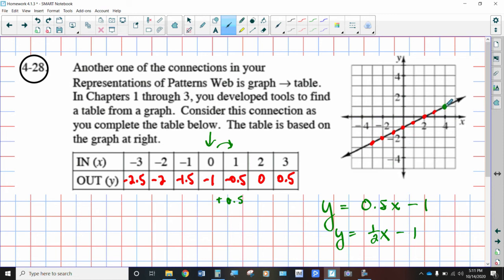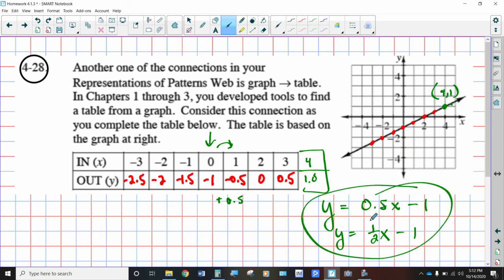So let's check that again. What's half of 4? 2. And 2 minus 1 is 1. So this point right there is at 4, 1. And that agrees with our graph. And that would fit in with our pattern here as well if we were to extend that table. So either way to write those two rules, either with decimal or with fraction.